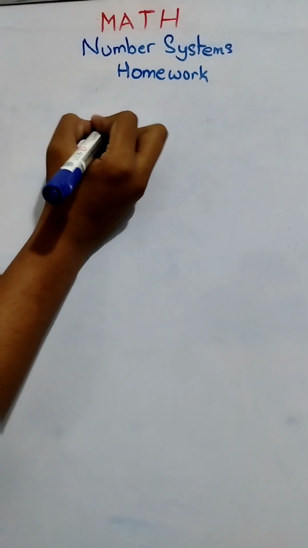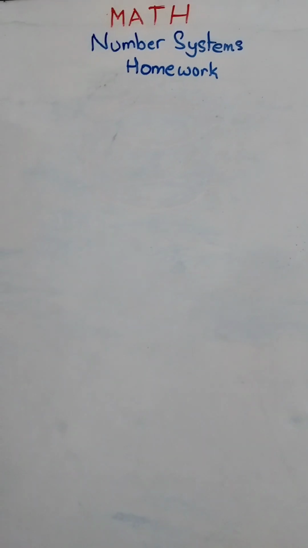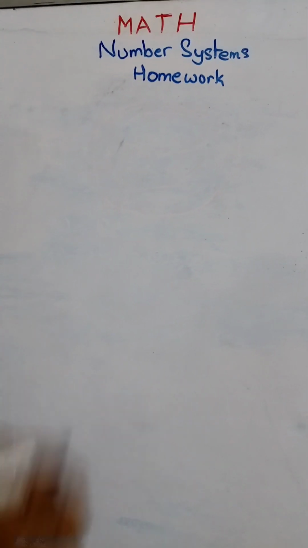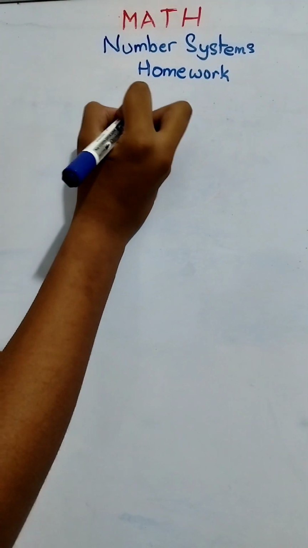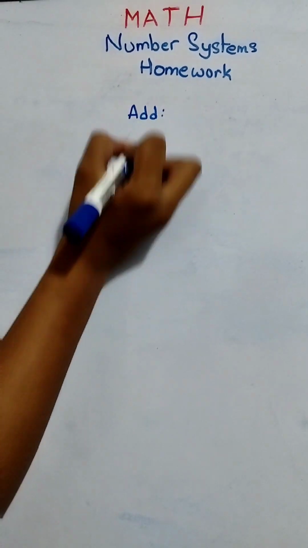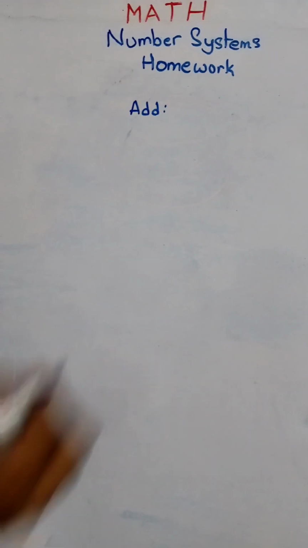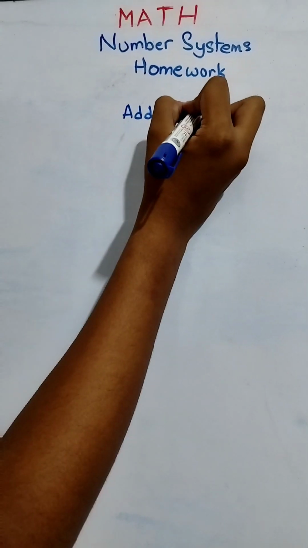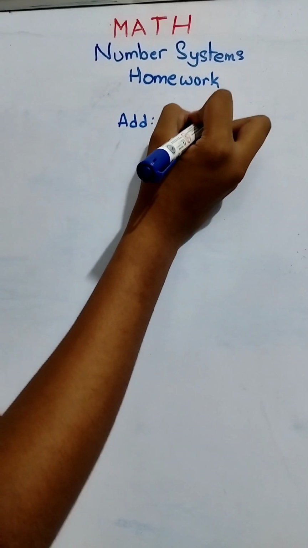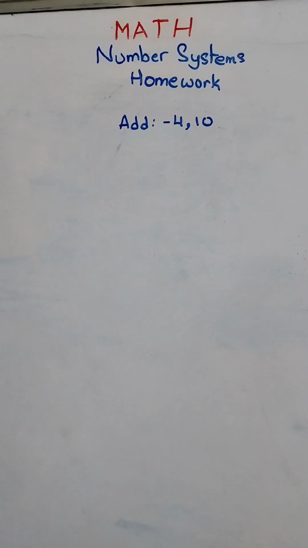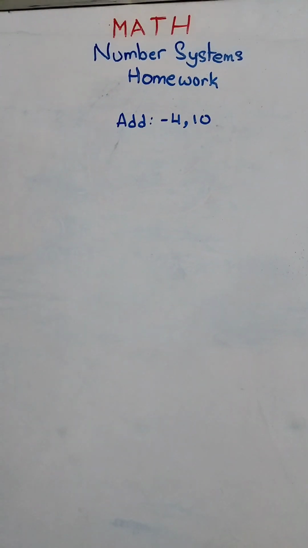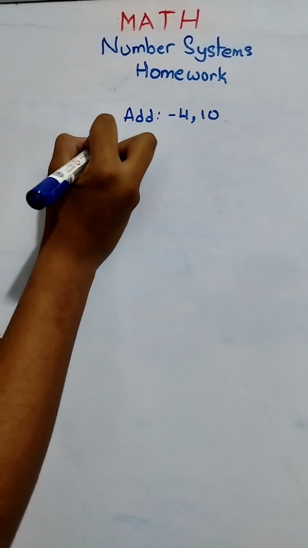The homework for today will be first to understand, as if you've understood the integers, then you can add these integers, -4 and 10. It's very simple, as I've done it already, but with 5. So it's very easy. You can go ahead and do it right now.